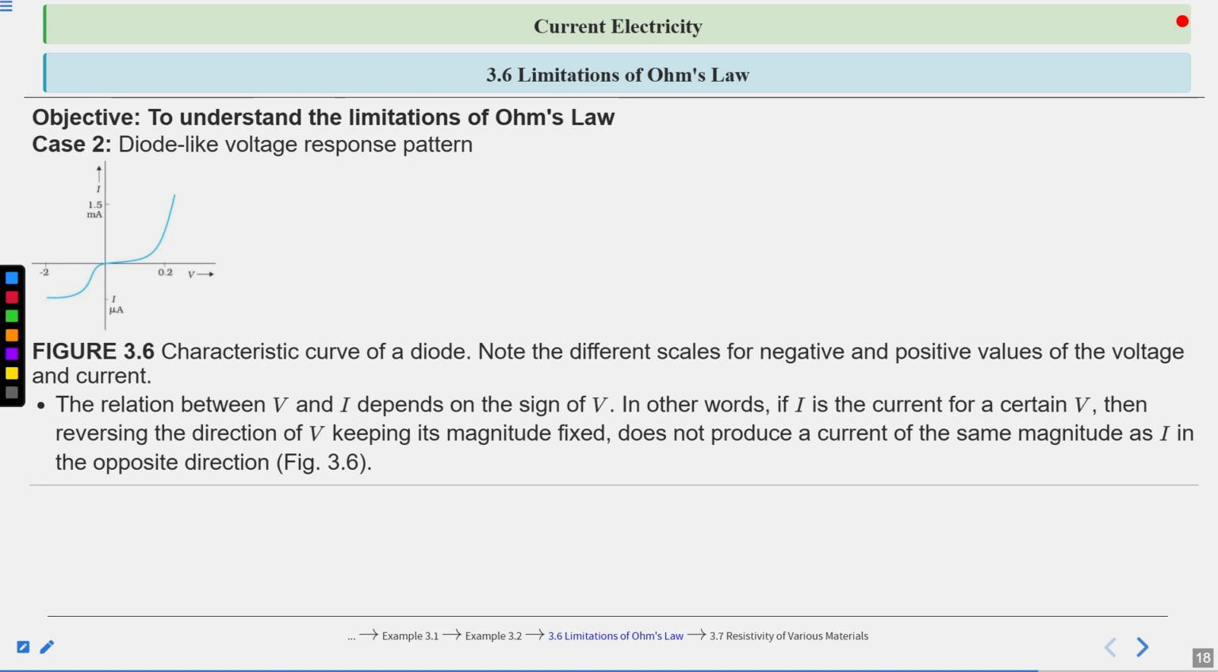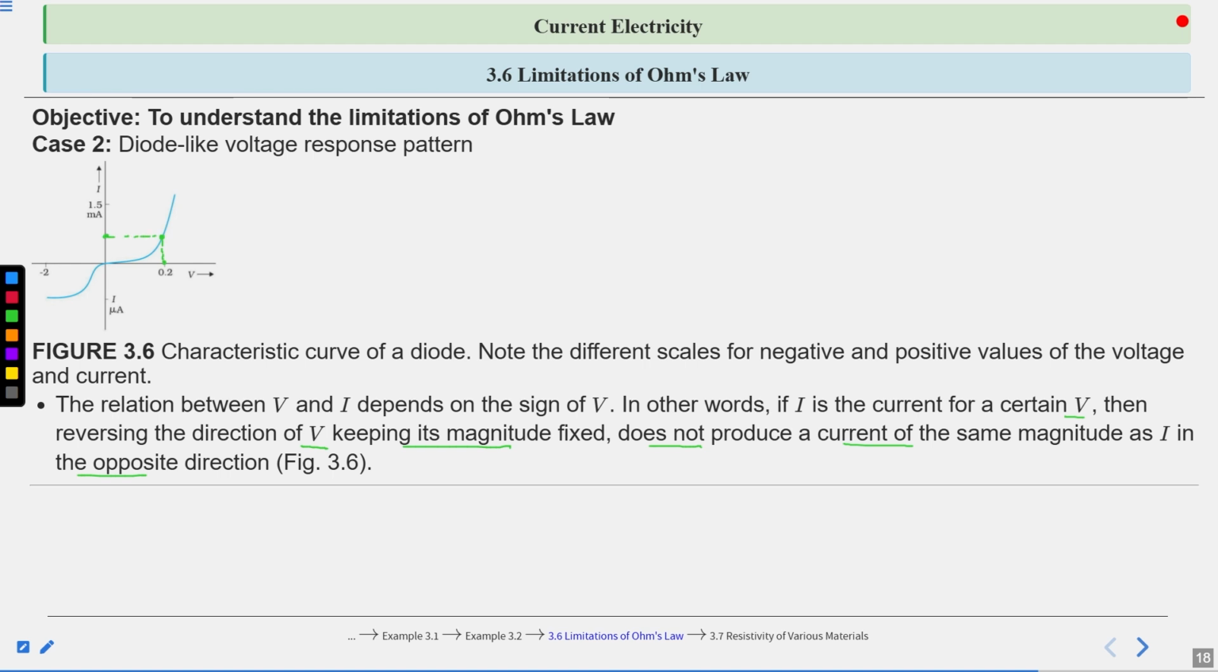In other words, if I is the current for a certain V, then reversing the direction of V, keeping its magnitude fixed, does not produce a current of the same magnitude as I in the opposite direction. If we fix the value of V, suppose 0.2 volt, corresponding to that, this is the value of current.